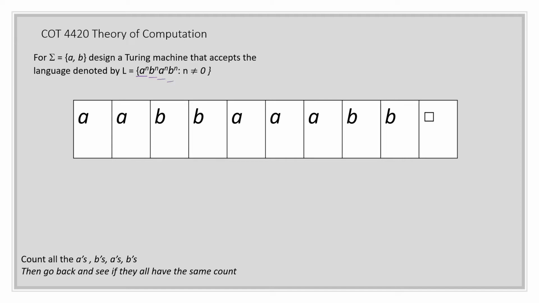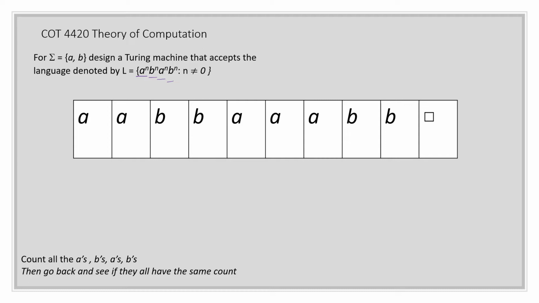So what does that mean? That means that you need to have the same number of a's followed by the same number of b's, followed by the same number of a's again, and the same number of b's again. So obviously this is not a regular language, nor is this a context-free language. But we can build a Turing machine for this language.